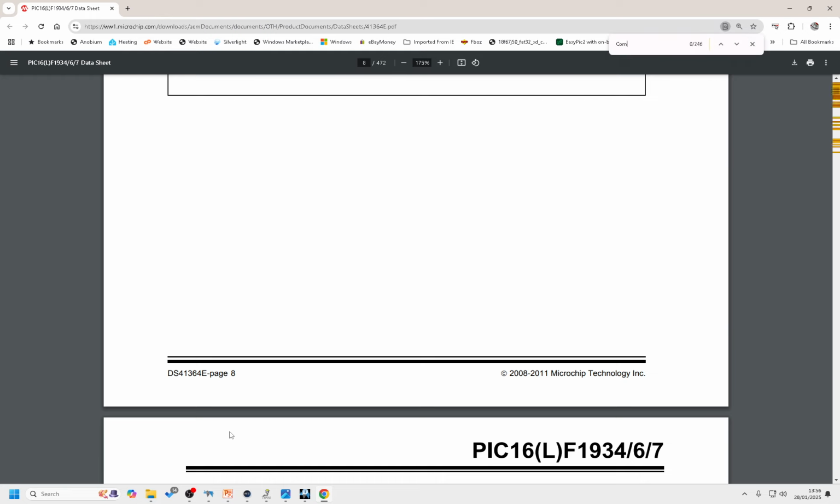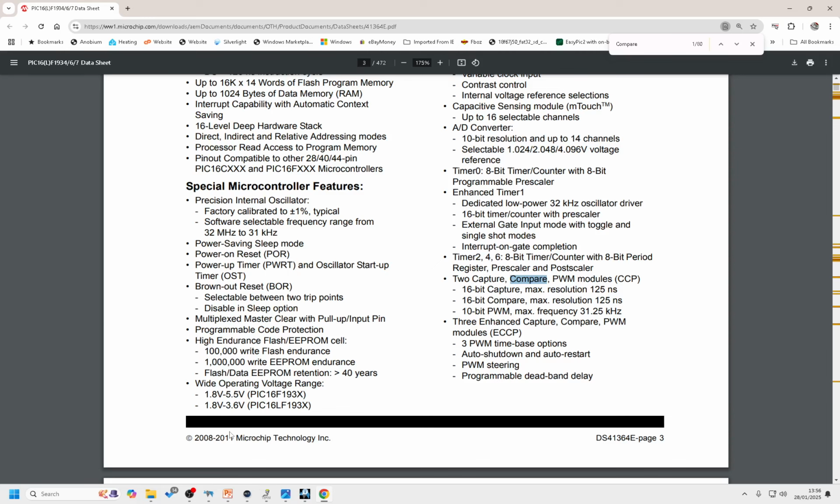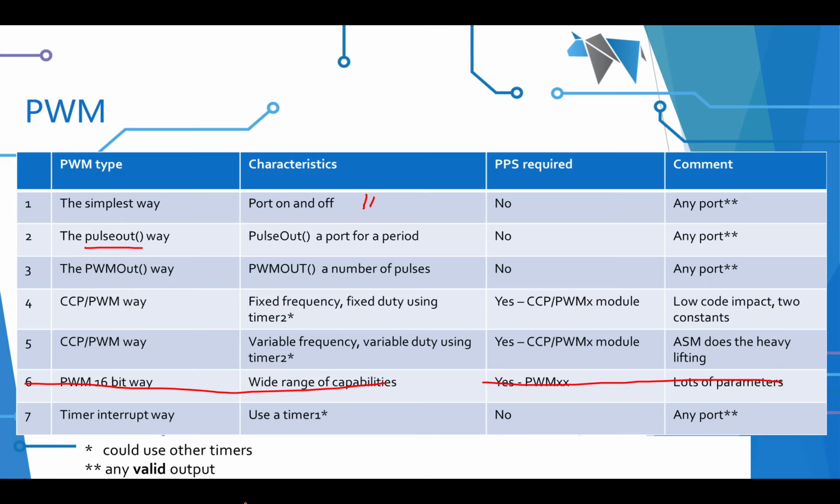If I type in compare, there you go. To capture and compare PWM modules. Well, we have a mode that's called fixed mode, and we have another one called variable mode at number 4 and number 5. And then number 7, we could create a similar signal using a timer. And the difference is that in some of these, you may need PPS.